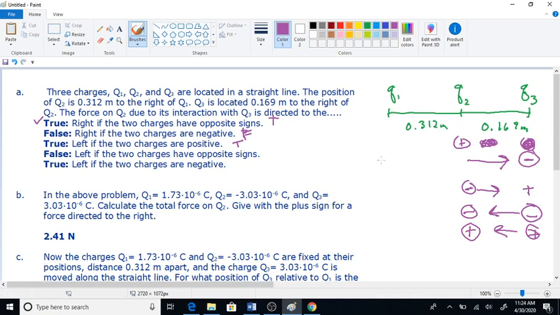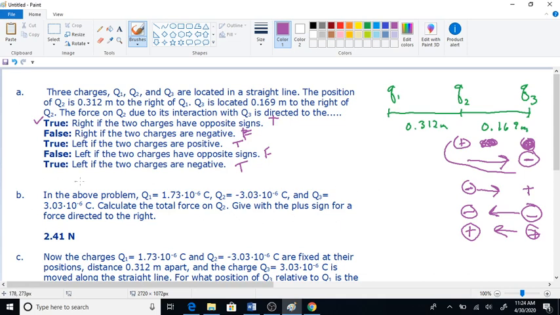Left if the 2 charges have opposite signs. Well, here's opposite signs, that's the same question. It's to the right, that's why it's false. To the left if the 2 charges are negative. Those are the same sign, so it's going to be just like this to the left, and that's why it is true.